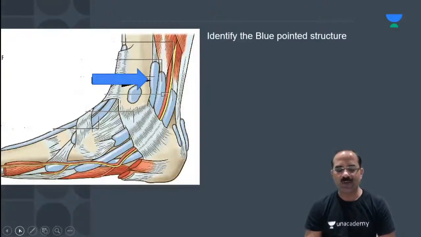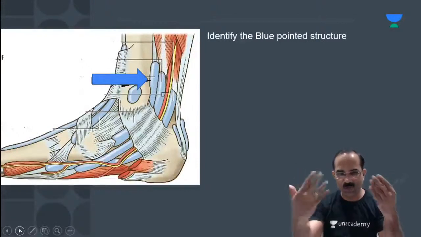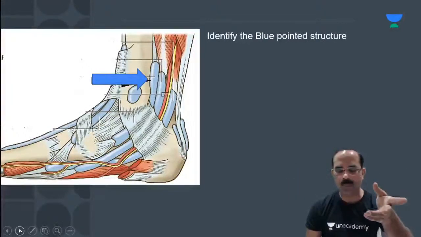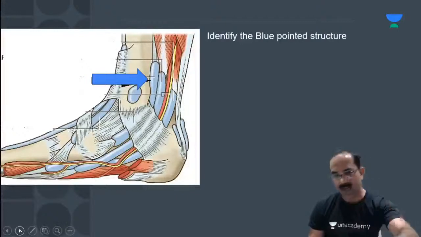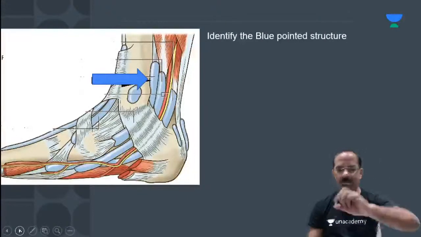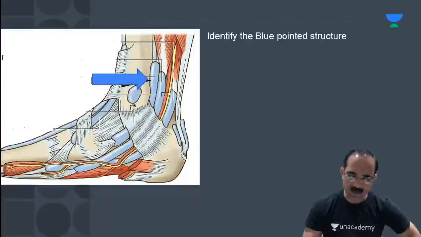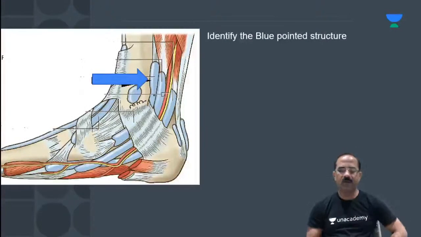Tell me which aspect of the ankle this is. Come on, students, speak up. Which aspect is this? This is the medial aspect of the ankle. This is the medial malleolus. Right? This is the medial malleolus.